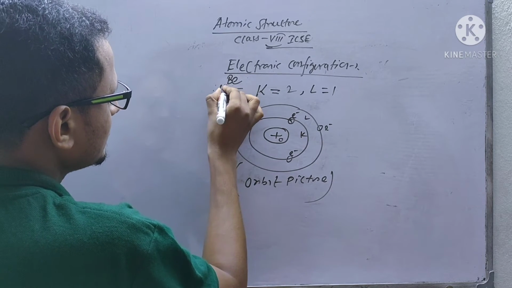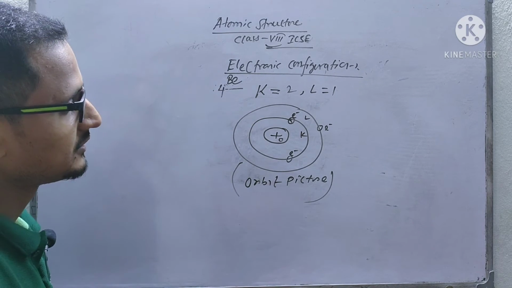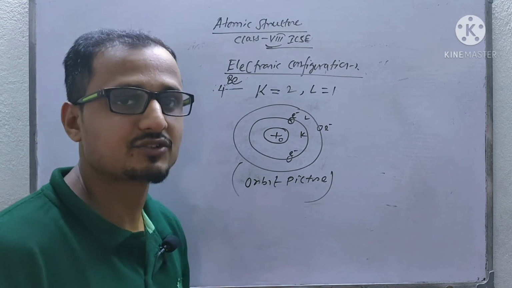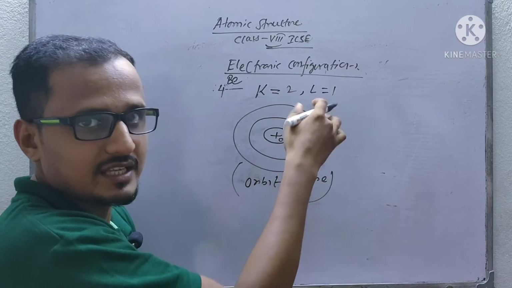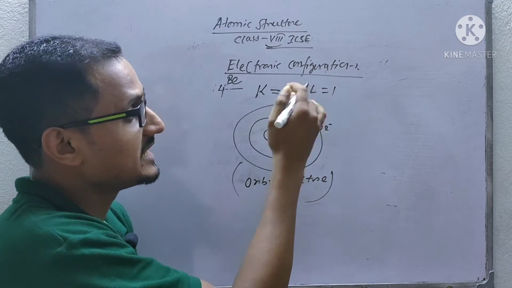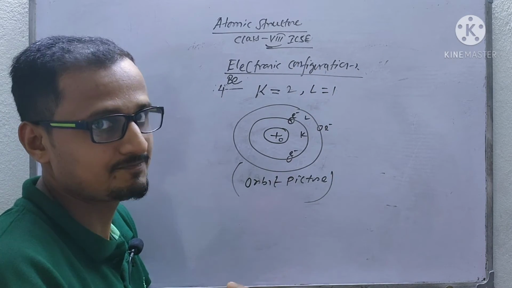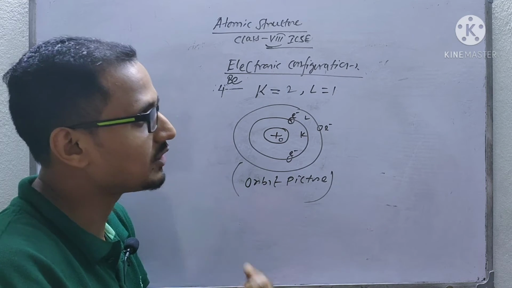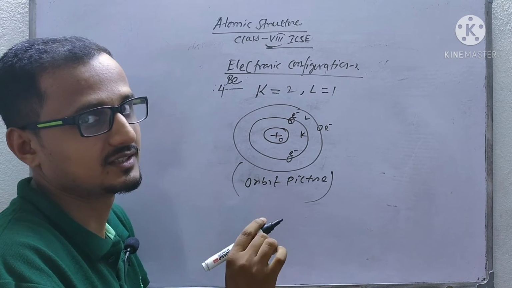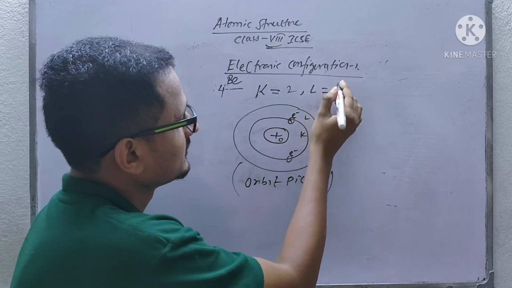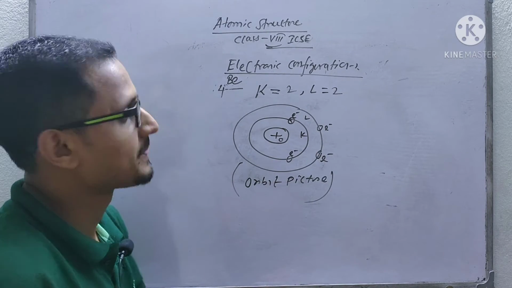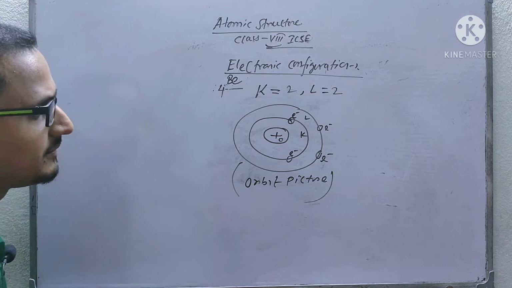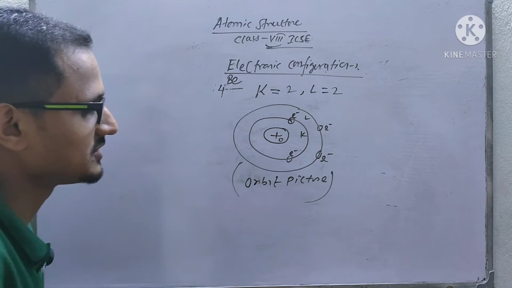Now for beryllium, how many electrons are there? 4. So in K orbit 2 electrons and in L orbit 2 electrons can be there, because in L orbit maximum number of electrons is 8. So in L orbit 2 electrons can be present. Okay, so this is the electronic configuration. You put it here. Beryllium, take the screenshot. This is the beryllium orbit picture actually.